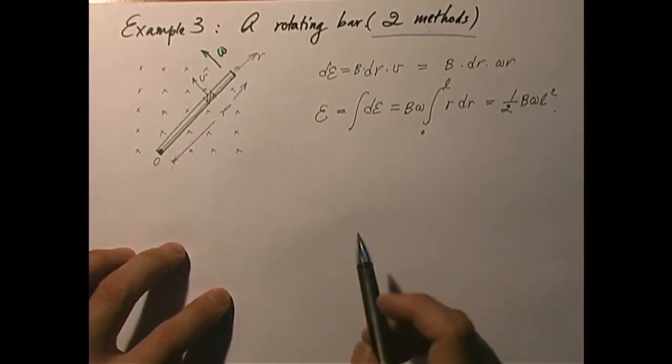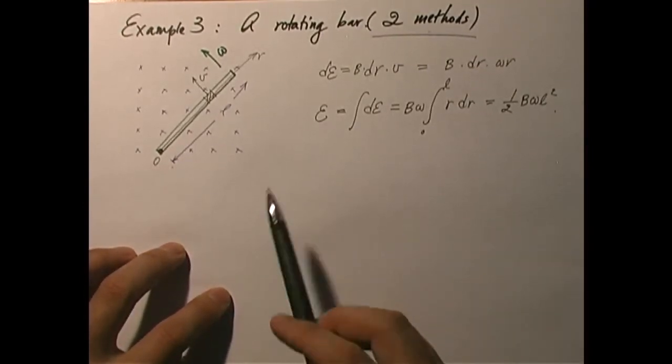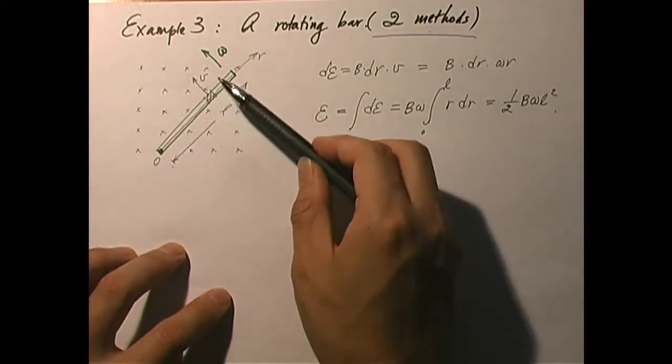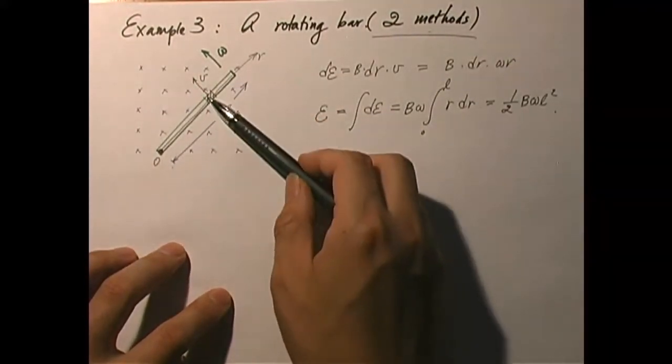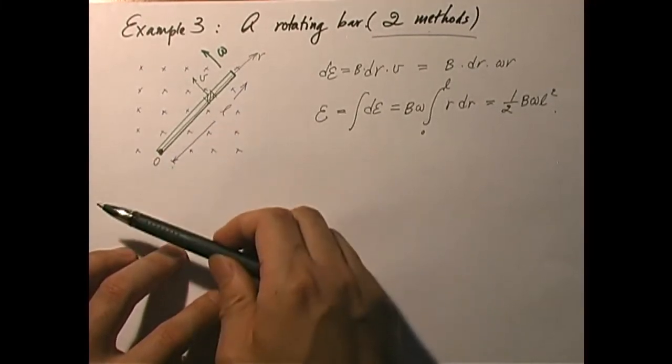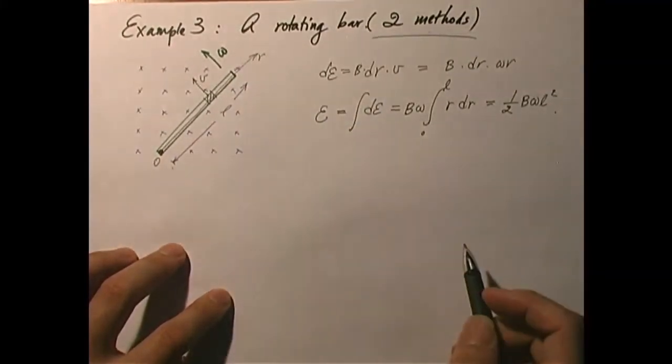That is from the concept of motional EMF. Every one of these segments of the bar is cutting through the magnetic field lines with its own speed. We find d epsilon from each segment, and then we integrate to add all the d epsilons up.